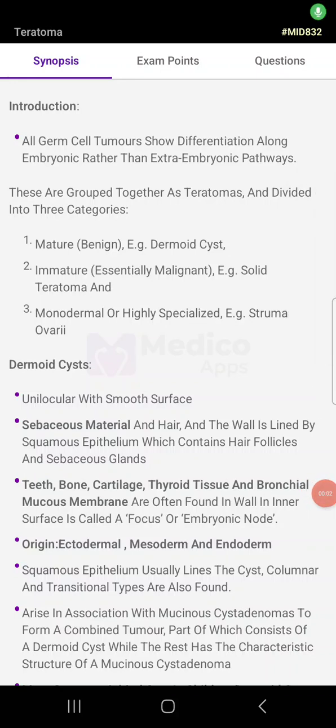Teratoma, a germ cell tumor, shows differentiation along the embryonic rather than the extra-embryonic pathway. These are grouped together as teratoma and divided into three categories: mature, meaning dermoid cyst; immature, essentially a malignant solid teratoma; and the monodermal or highly specialized, struma ovarii.